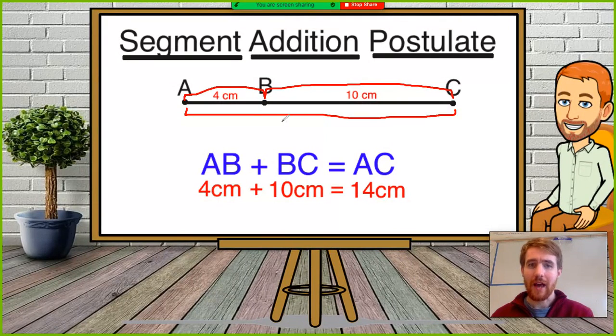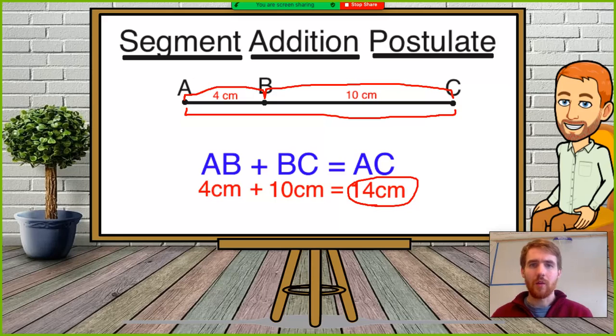So in this case, how would we find the length of the whole line segment? We just have 4 plus 10, and of course that is equal to 14 centimeters. It's just like saying you have a pencil that's broken in half. You measure each half of the pencil, and then you add those two lengths together, and you could find the total length of the pencil. Just like that, except with line segments.